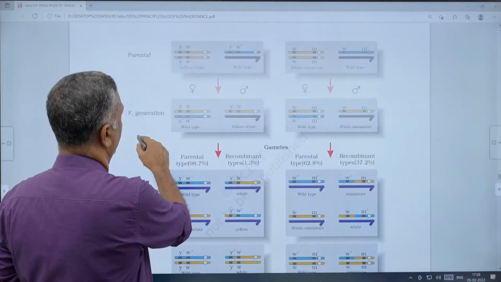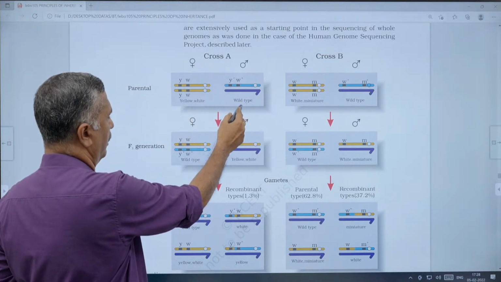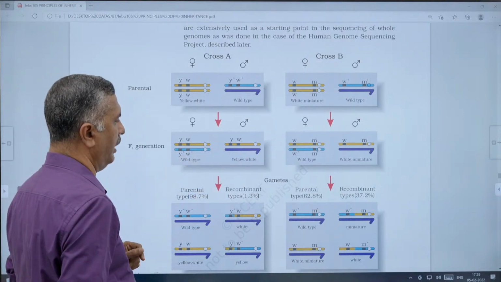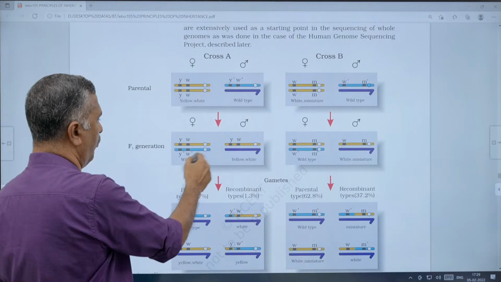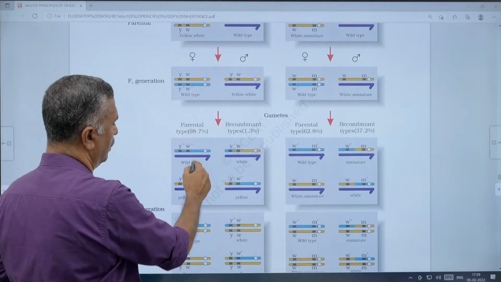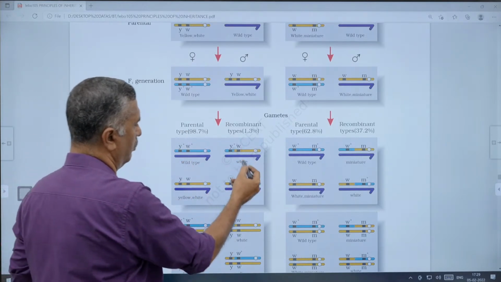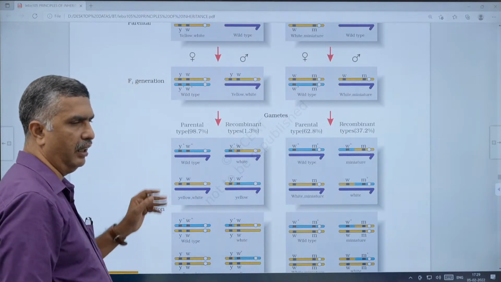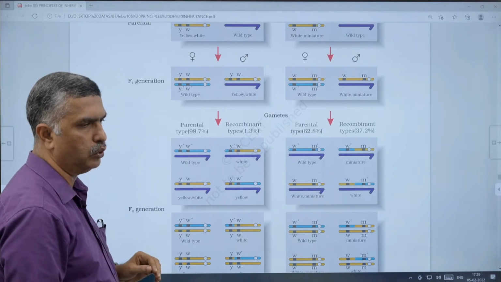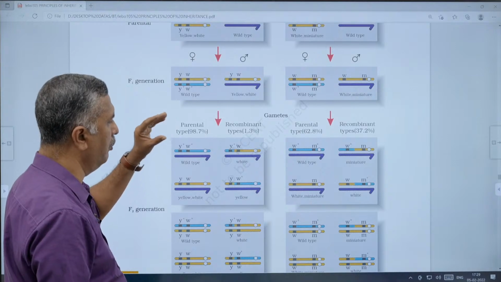In the cross, the parental ones are yellow body, white eye, and wild type. In the F1 generation, the females are wild type and the males are yellow body and white eye. On intercrossing this F1 generation, the F2 produces mostly parentals, 98.7%, and only 1.3% recombinants. That clearly shows linkage takes place. Physical association of the genes takes place, and independent assortment or recombination is very low.